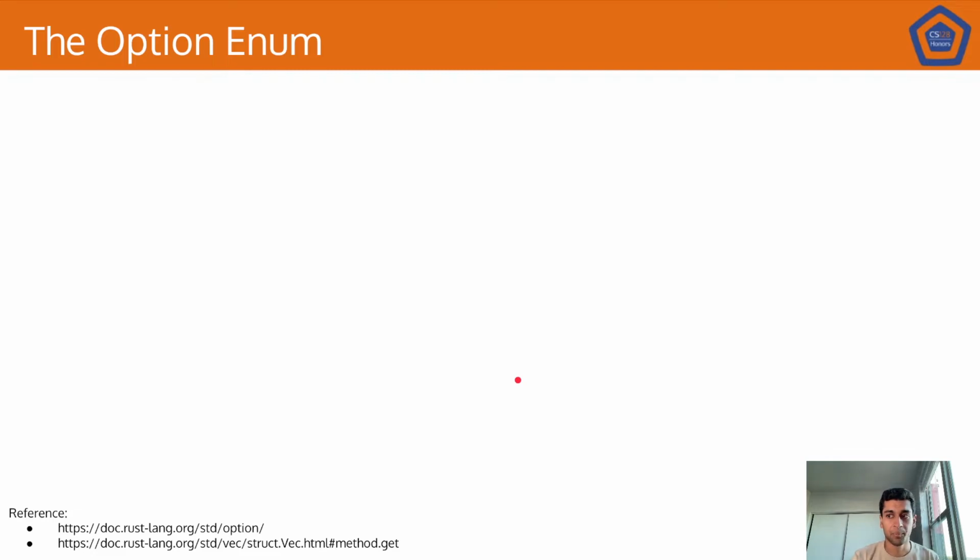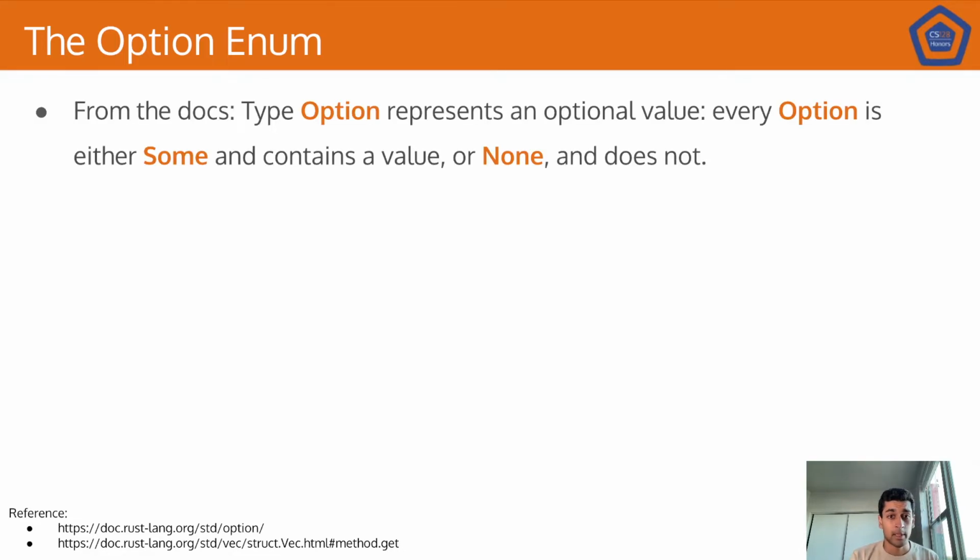Okay. So Rust comes with a set of predefined enums for your convenience that the standard library API uses. You'll be seeing these a lot all over built-in Rust code. The first is the Option enum. From the documentation, type Option represents an optional value. Every Option is either Some and it contains a value, or None and it does not.